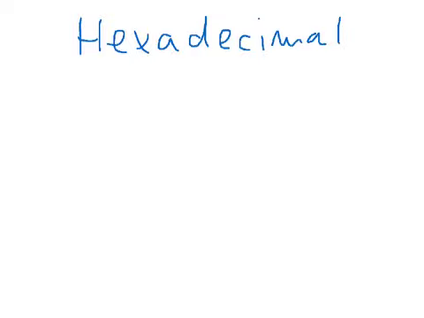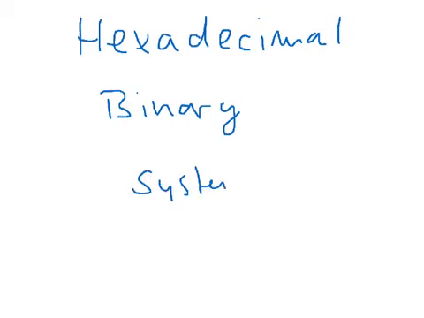This screencast introduces you to the hexadecimal and the binary system. This is important when you want to do computer programming and especially embedded system programming. Let's start with what we use in our daily lives, which is the decimal system.